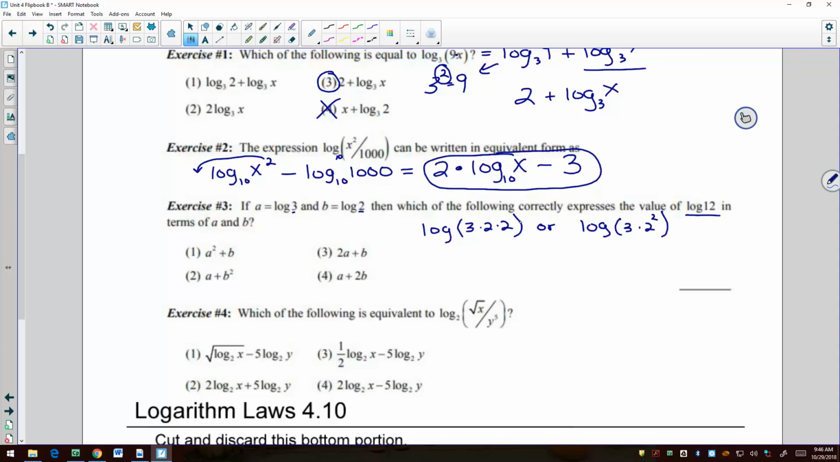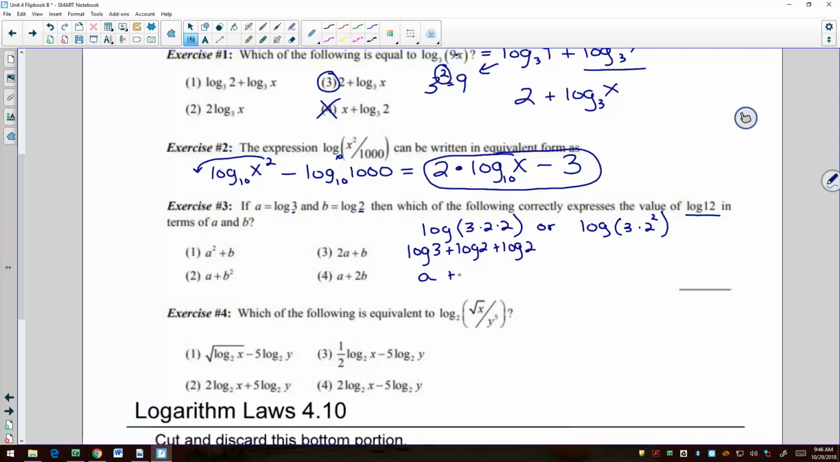Either way, you're going to get the same answer, and I'll show you that you will. So when you have multiple things being multiplied, that's the product rule, we can split this up using addition. So this is the log of 3 plus the log of 2 plus the log of 2. Well, we know what the log of 3 equals. It told us up here that the log of 3 equals a.